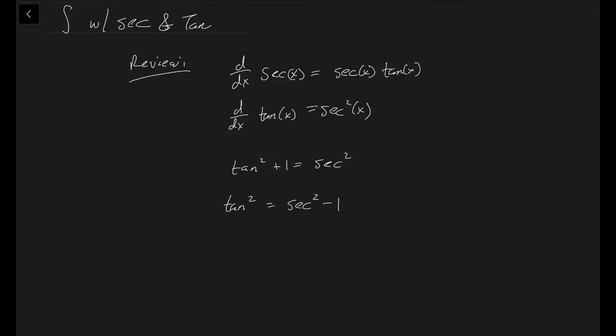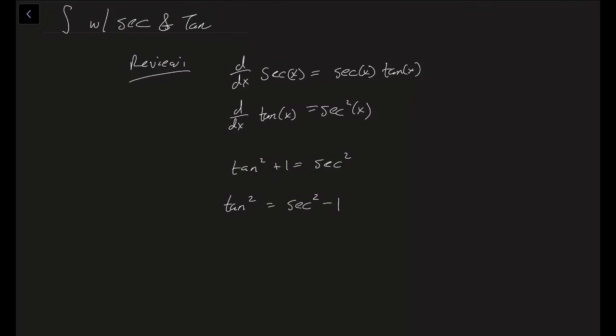Hi, in this video we're going to be discussing integrals with secant and tangent in them. So, a quick review of what we already know about secant and tangent is that the derivative of secant is secant times tangent, the derivative of tangent is secant squared, and we have our Pythagorean identities, where tangent squared plus 1 is secant squared, and tangent squared by itself then becomes secant squared minus 1.